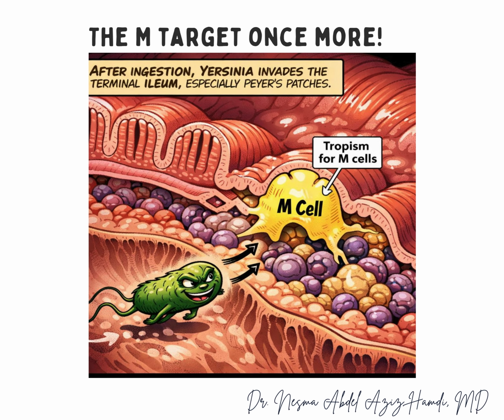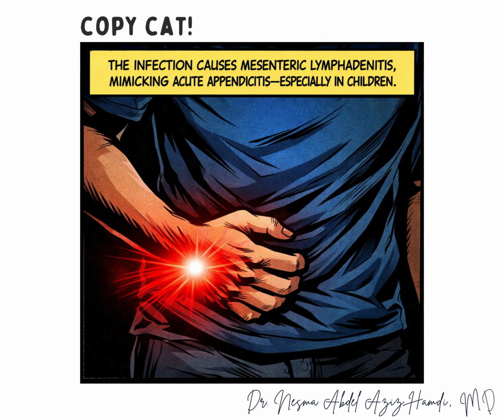The organism preferentially adheres to and invades M cells, which normally function to sample luminal antigens for the immune system. Through this route, Yersinia crosses the intestinal epithelium and gains access to underlying lymphoid tissue, where it multiplies and triggers inflammation. The infection commonly leads to mesenteric lymphadenitis, especially involving lymph nodes near the terminal ileum. This inflammatory response produces right lower quadrant abdominal pain, fever, and tenderness, a presentation that closely mimics acute appendicitis, particularly in children and adolescents. This clinical resemblance is a classic diagnostic clue for Yersinia infection.